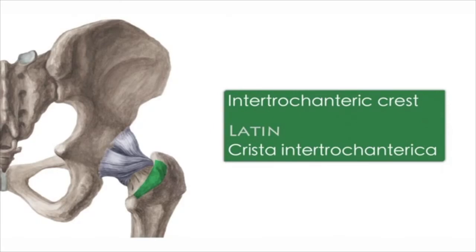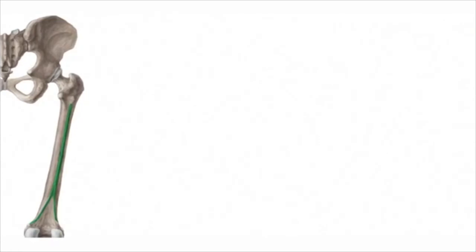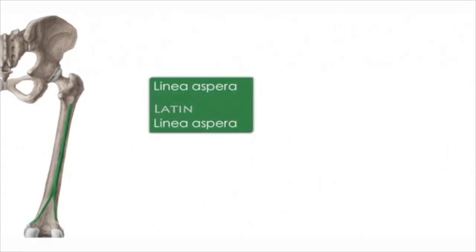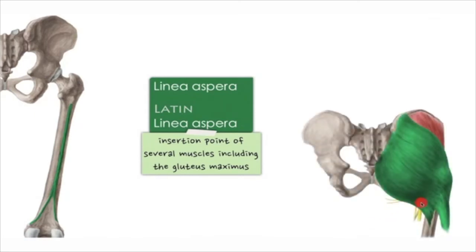Now, enough about lines. Let's move on to, oh no, another line. And this line is known as the linea aspera. In Latin, this means rough line, and it is indeed a rough double line on the posterior aspect of the femur. And this is an important line because it serves as insertion and attachment points for many muscles, including the gluteus maximus. As you can see here, the gluteus maximus is inserting on the linea aspera.